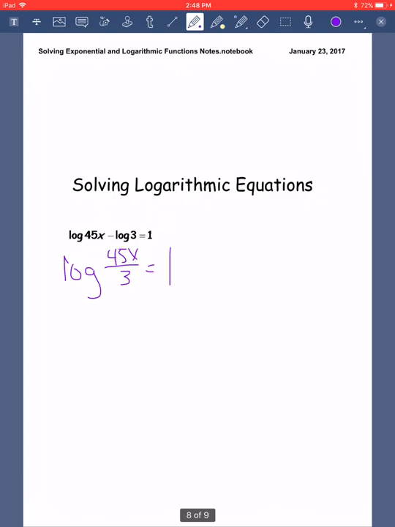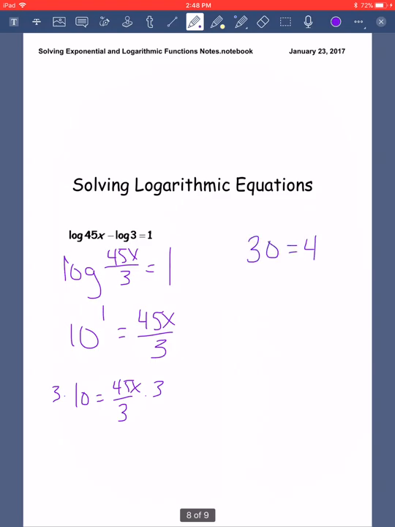And now there isn't really anything to do except put this in exponential form. So my base is 10. It's raised to the first power. And that equals 45x over 3. So I get 10 equals 45x over 3. So now to solve for x, I'm going to multiply both sides by 3. So I get 30 equals 45x.